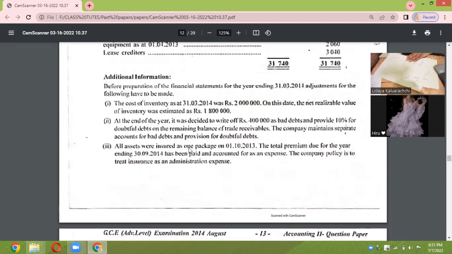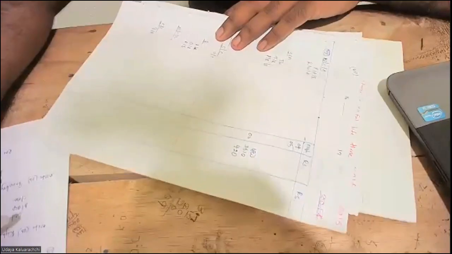Even though it was done as one package, what is important to us is this date. Right? Because according to accrued concept, we need to calculate the relevant expenditure for the period. Then the total premium due for the year ending 30th September 2014, a date in next period, has been paid and accounted for as an expense. The company policy is to treat insurance as an administration expense.